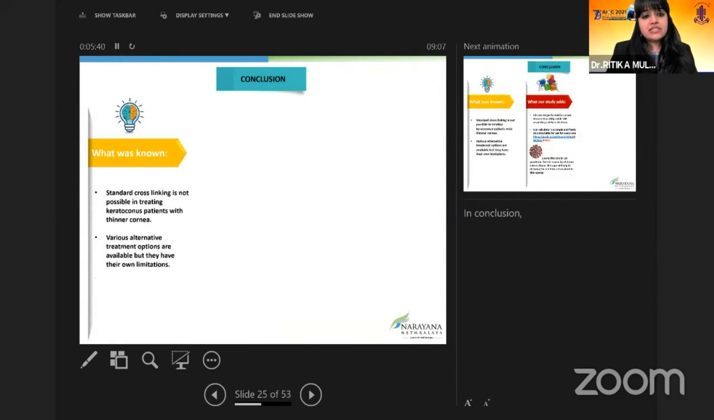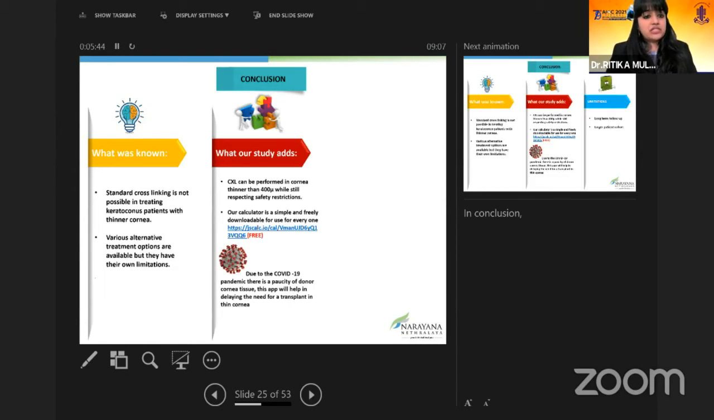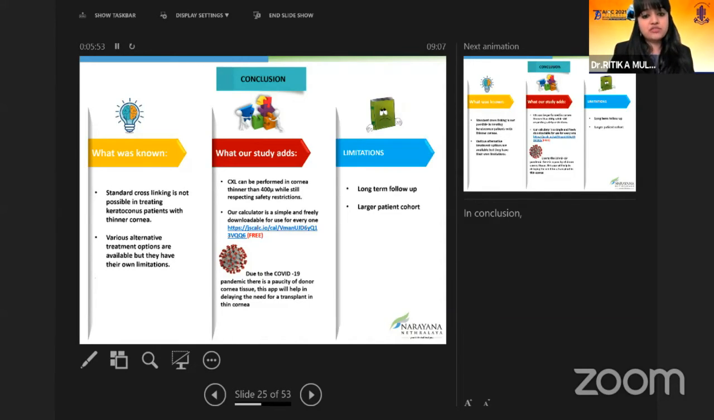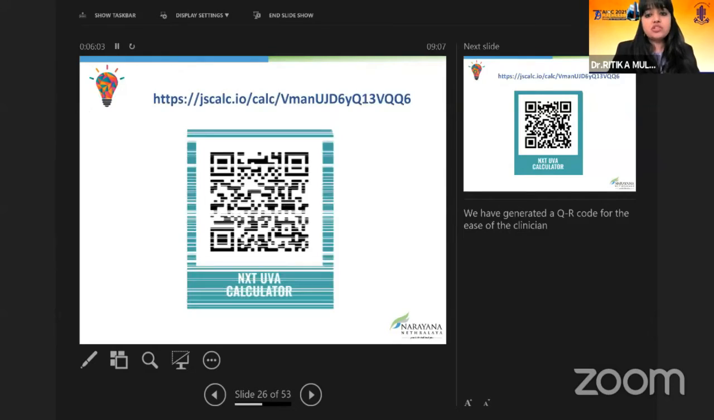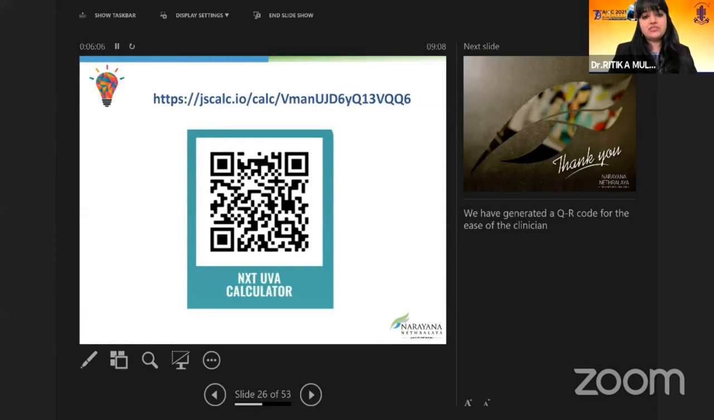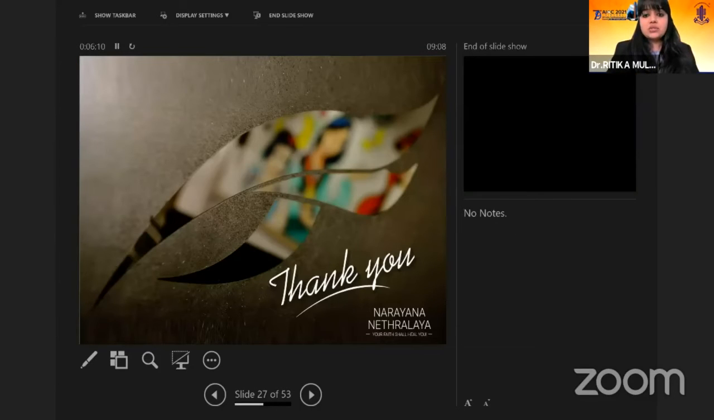What was known is that standard cross-linking is not possible for treating these thinner corneas. What the study adds is an alternate method which is simple, freely downloadable for every clinician, and easy to use. Due to the COVID pandemic, the paucity of donor corneas is a problem, and this lets us keep patients with their own corneas for a longer term. The limitations are that a longer follow-up and a larger patient cohort are needed. We have also generated a QR code for the ease of the clinician, along with the URL and password. So thank you.